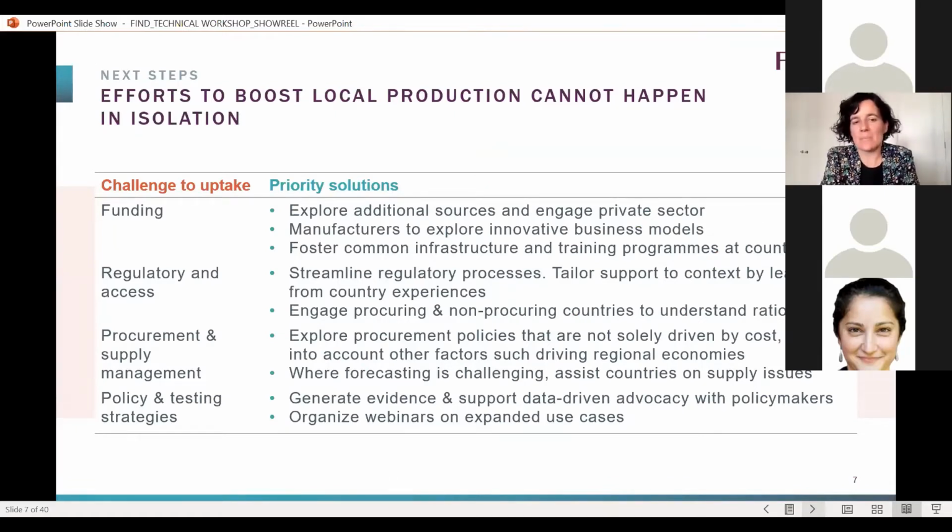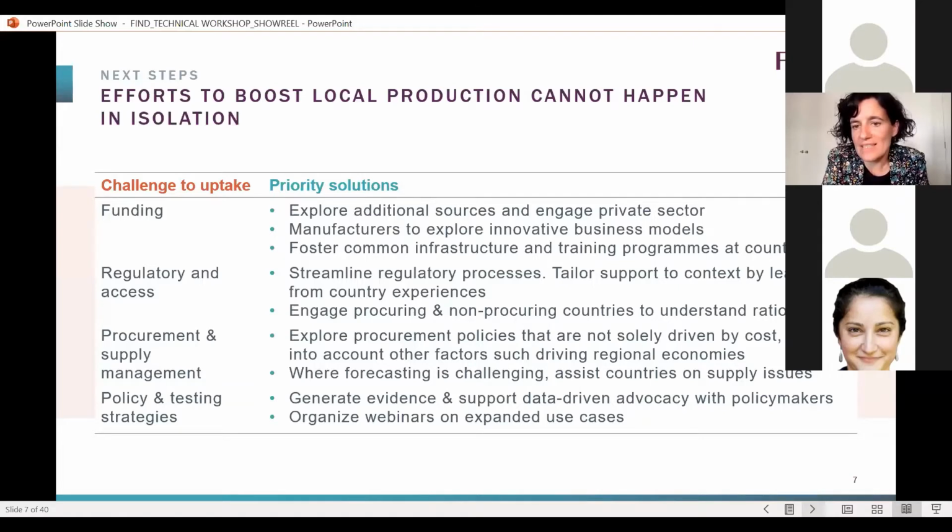And I just want to finish my remarks by saying that obviously technology transfer investments are not going to be effective if they happen in isolation. There are other interventions that we need to work on and that I'm highlighting in these slides. These are all of the points that the different speakers are going to be touching on, so I won't dwell on them, but just to highlight a few. On the funding front, we need to explore additional sources of financing, including the private sector. We need to explore innovative business models, and Diagnostics is going to be speaking later today to describe one of those options. We need to foster common infrastructure and training programs at the country level so that there are enough resources to support this local manufacturing.